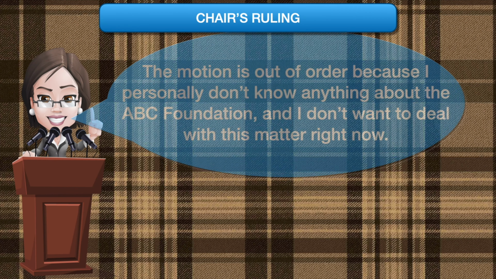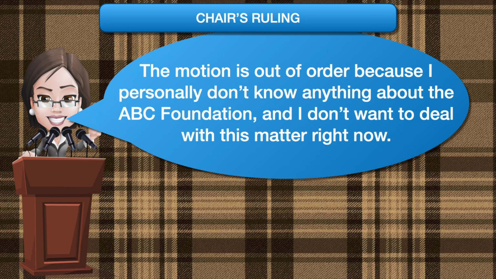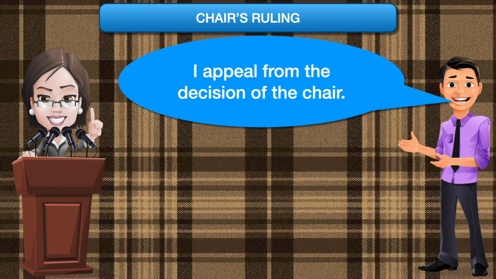However, if the chair's ruling isn't in accord with the rules, you can immediately appeal from the chair's decision. For example, let's say the chair says, "The motion is out of order because I personally don't know anything about the ABC Foundation and I don't want to deal with this matter right now." In this case, you would say, "I appeal from the decision of the chair."